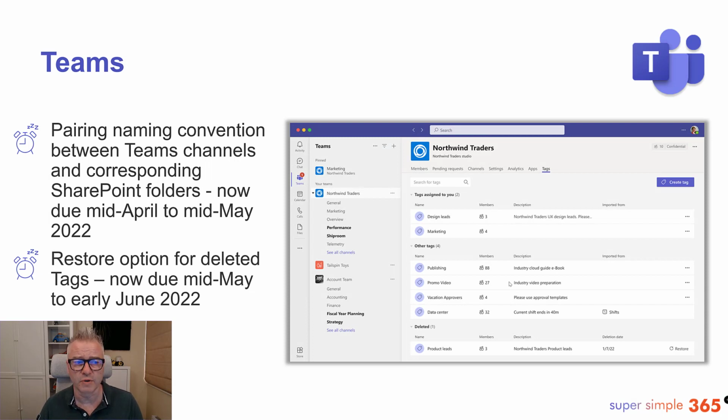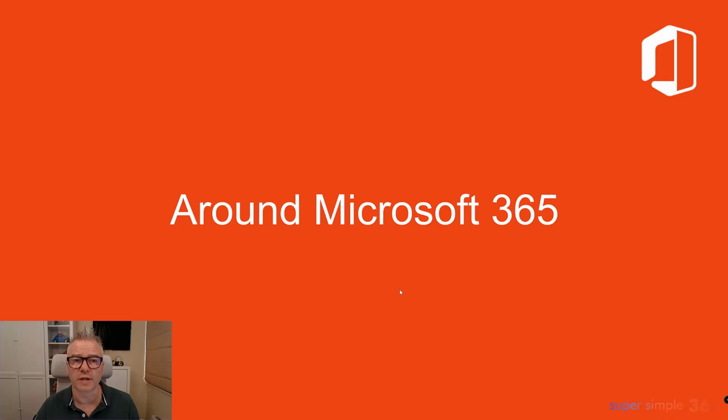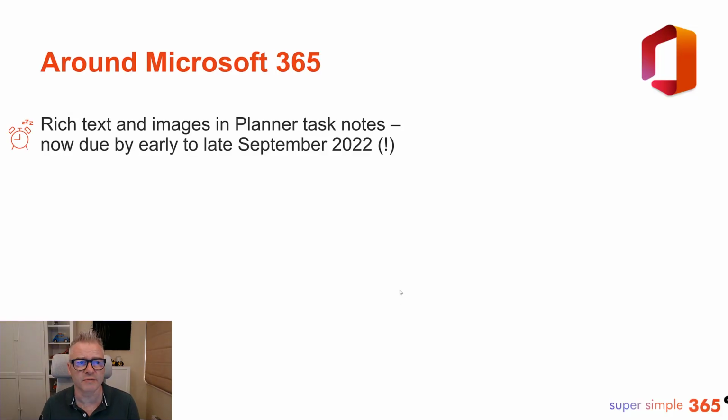And the restore option for deleted tags that I told you about just 2 weeks ago, that's been pushed back a little bit and is now due mid-May into early June. So, the tags and the ability just to kind of, instead of having to mention individual people in a comment, you can create a tag, and then people can be put into that tag, and then you just set up one word, and then everyone who's part of that tag, then they get notified. They're super useful, but a bit of a pain. They got deleted, but you're going to get this new deleted section down here, so you can restore them if you need to.